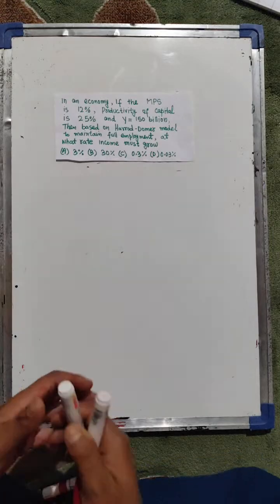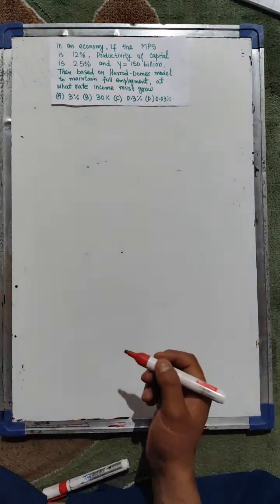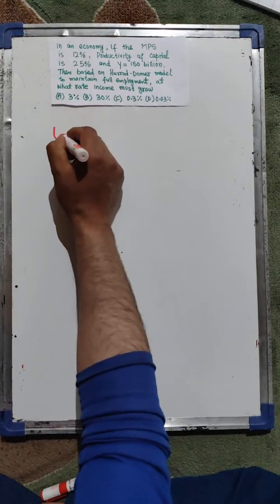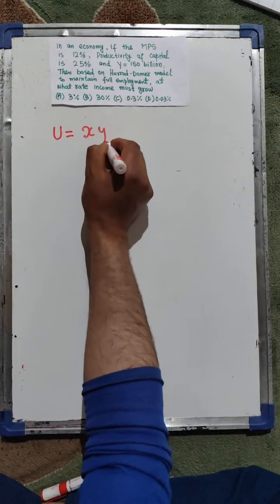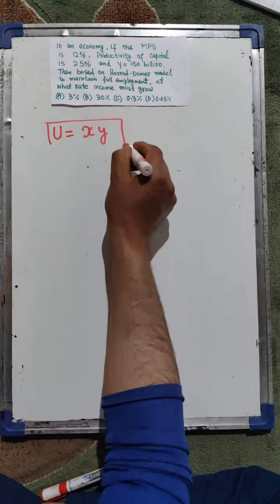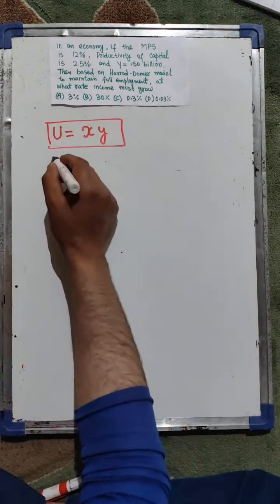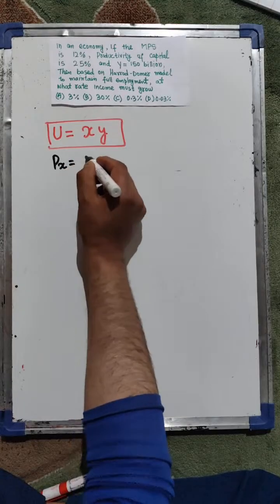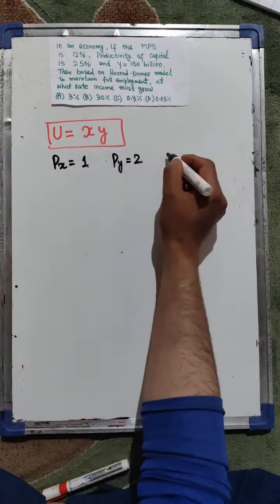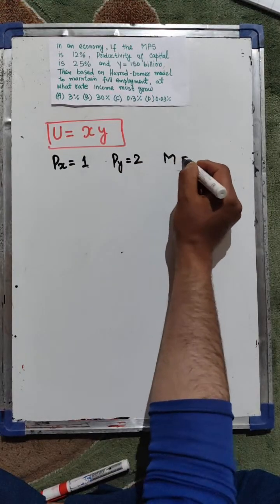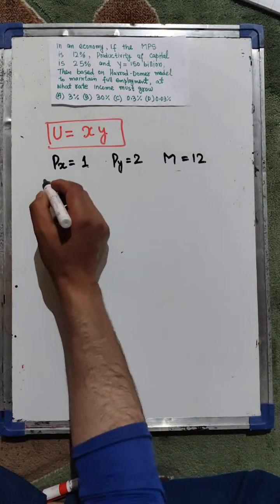Okay, we have another question. Let me take that very question. Suppose we have the utility function for the consumer, which is equal to x times y. Okay, a consumer is facing this kind of utility. So let us suppose price of good x is $1, price of good y is $2, and income of the consumer is, let us suppose, $12. We need to find out the optimal consumption bundle.